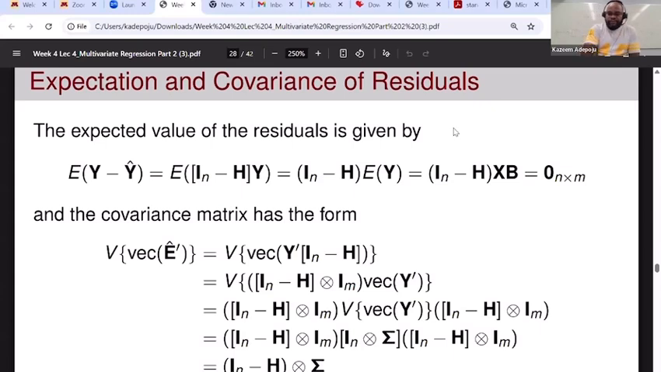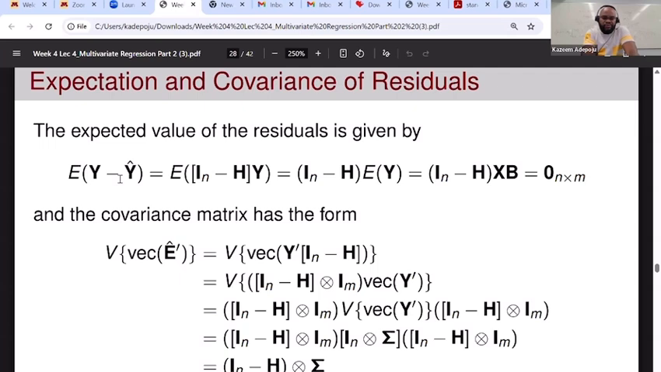Okay, so I mentioned the other time that I was actually going to make a separate video for this. So for the remainder of the topic we started, multivariate regression, we stopped here on Wednesday, and of course I said I was going to make a video. So this is expectation and covariance of residuals.